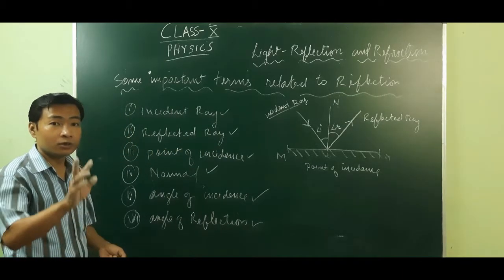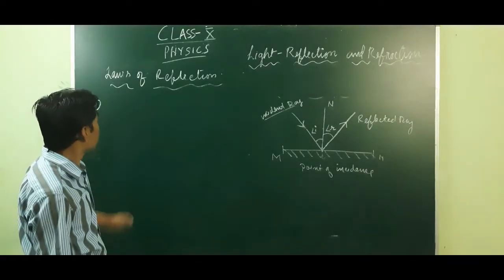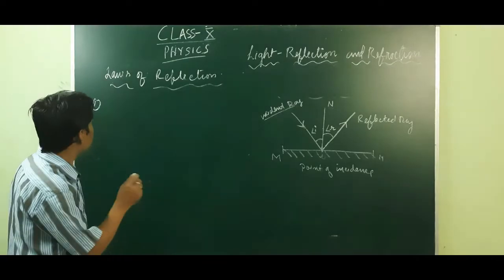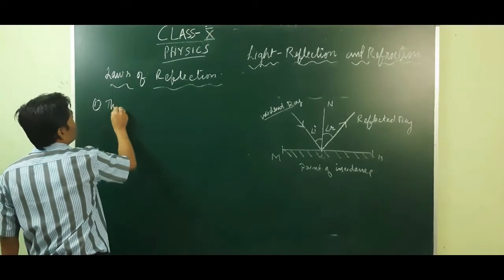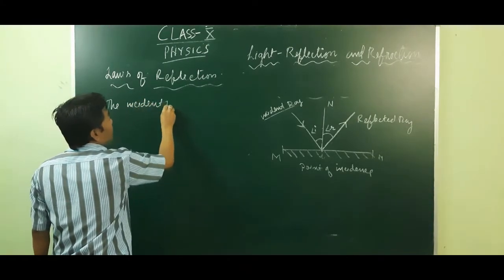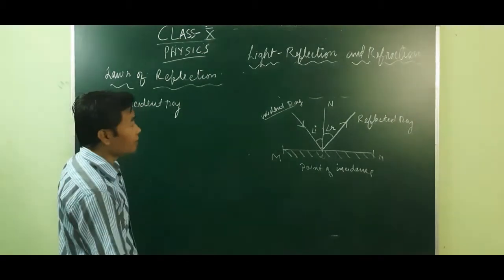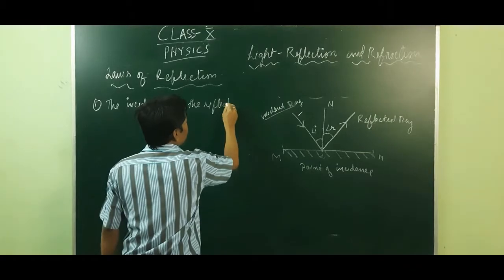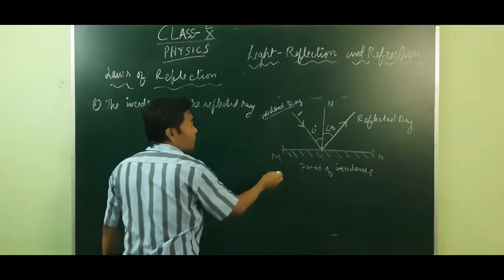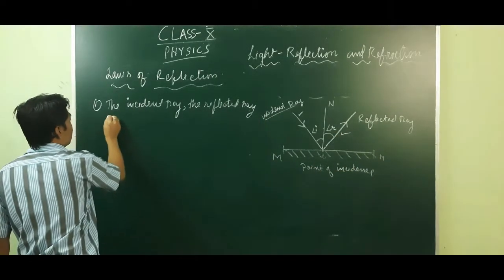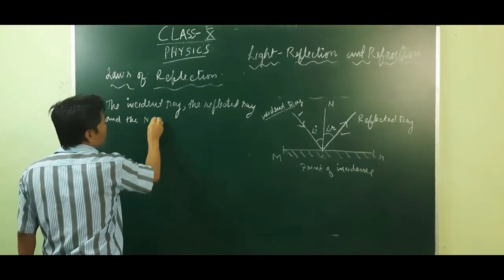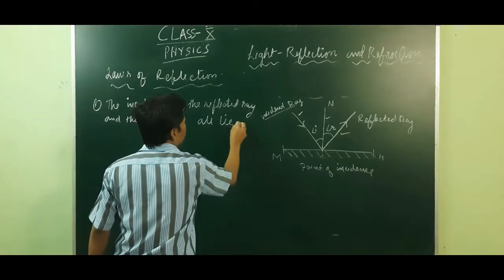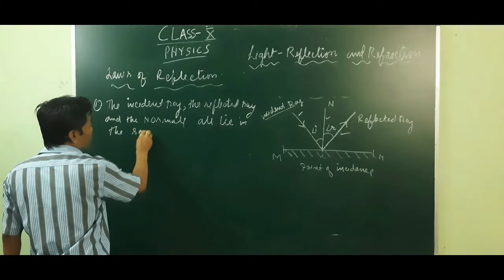Now we will learn about the two laws of reflection, which are followed by the light ray. I will write it down here. The first law of reflection is: the incident ray, the reflected ray, and the normal all lie in the same plane. At the same time, I will show you in the diagram also. This is the incident ray, this is the reflected ray, and this is the normal.